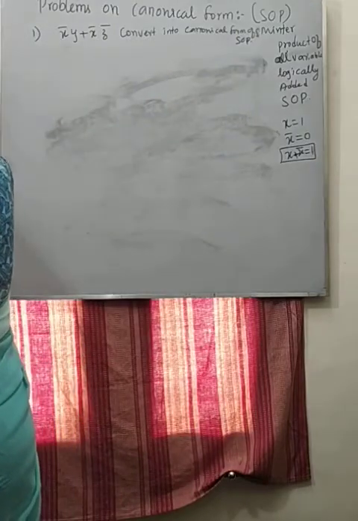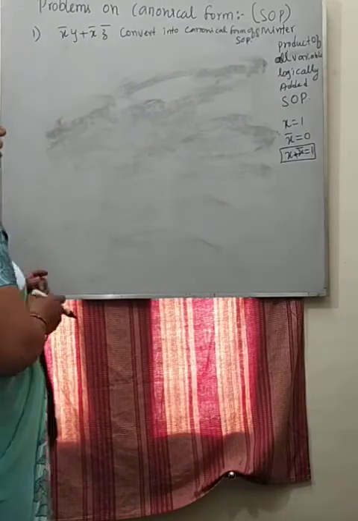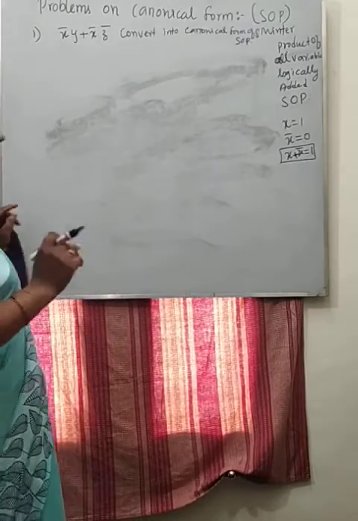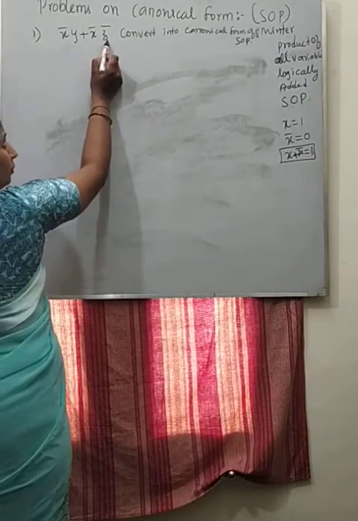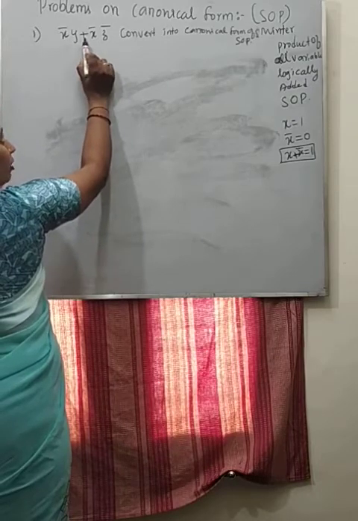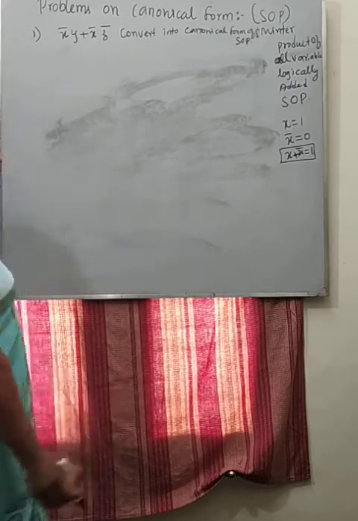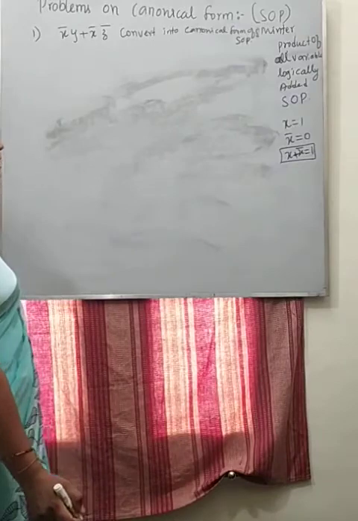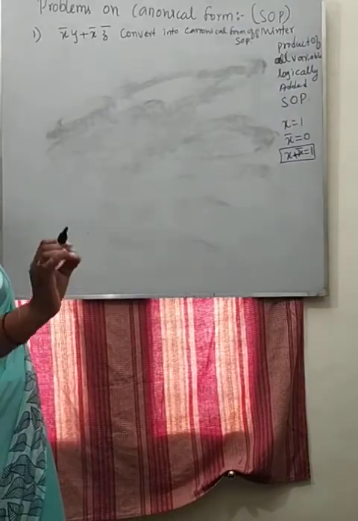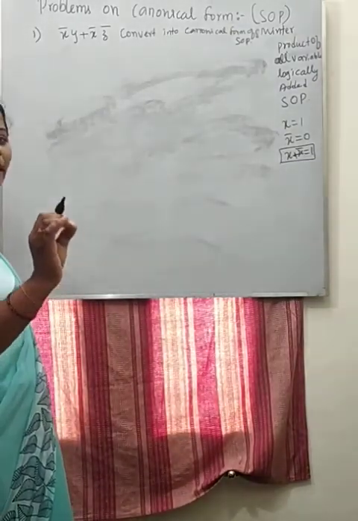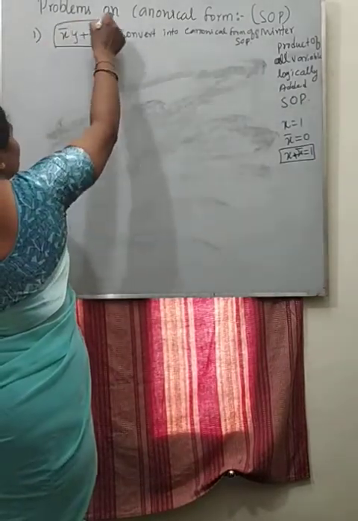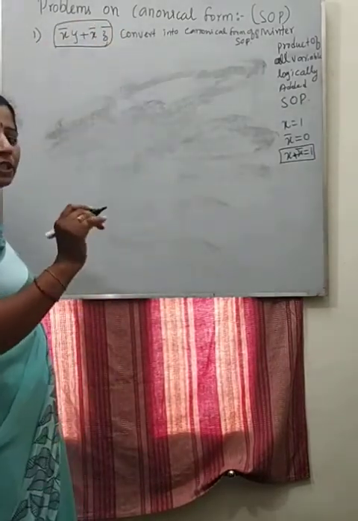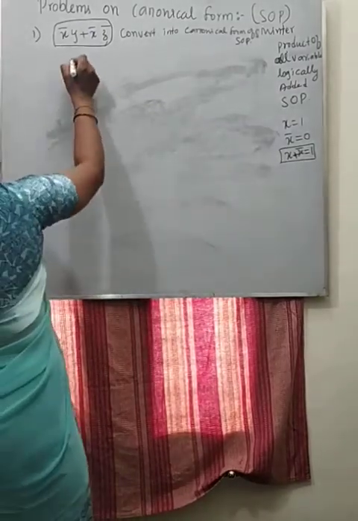Check whether the given expression is in the SOP form or not. See here, these two are the product terms, and they have been logically added. Hence, it is in the SOP. The given expression is already in the SOP form. Then we can apply the rules for this.